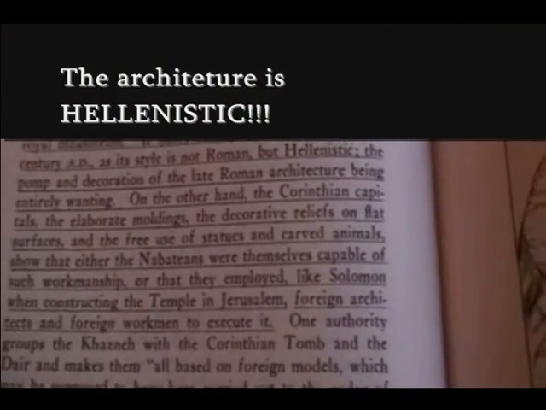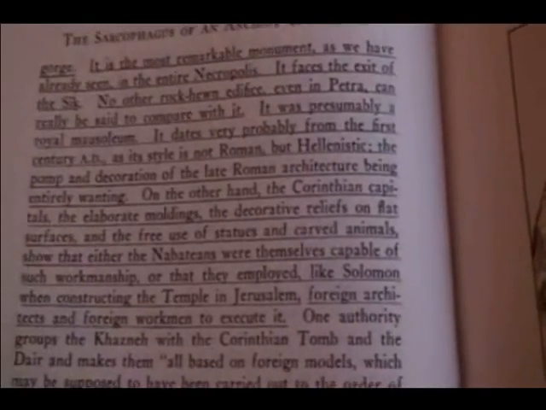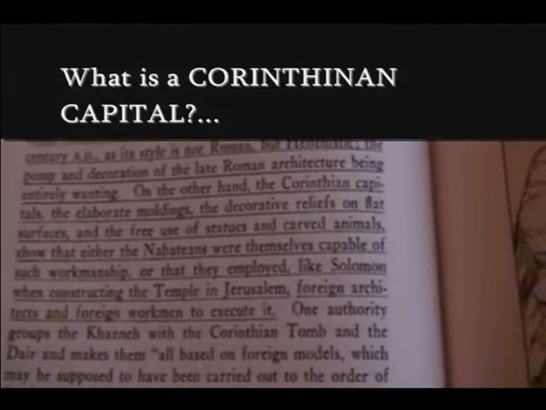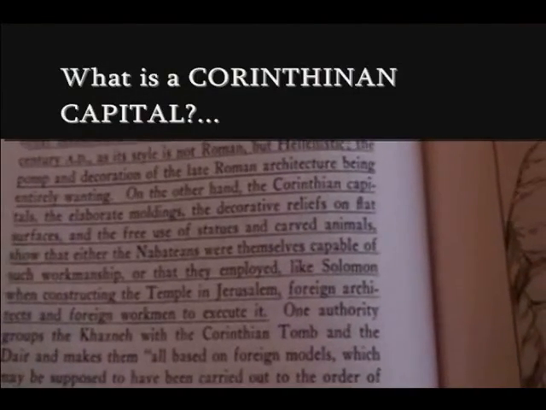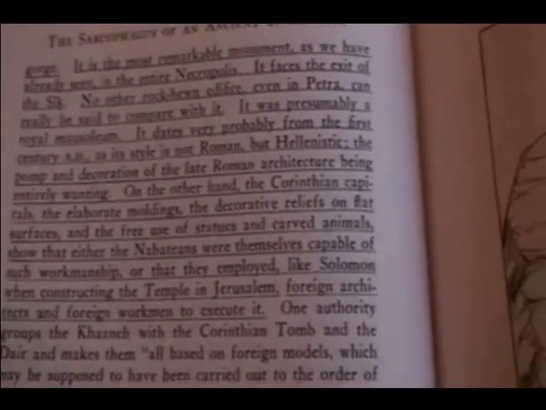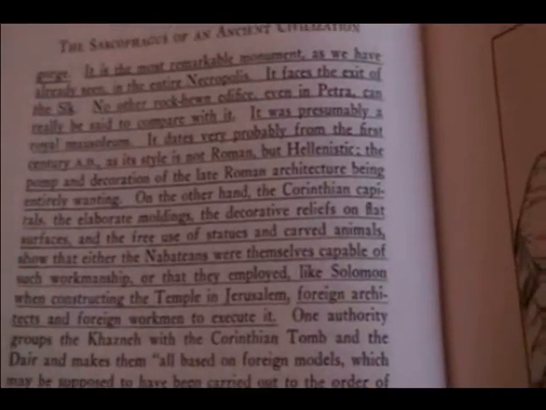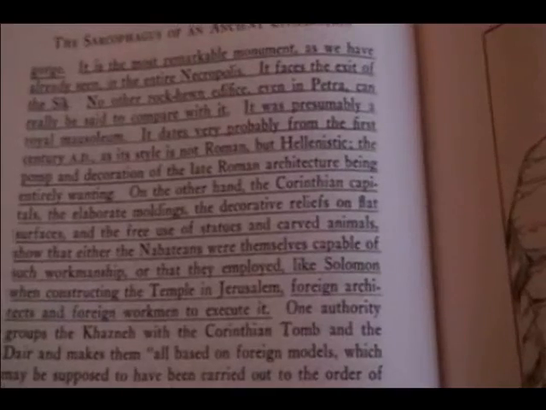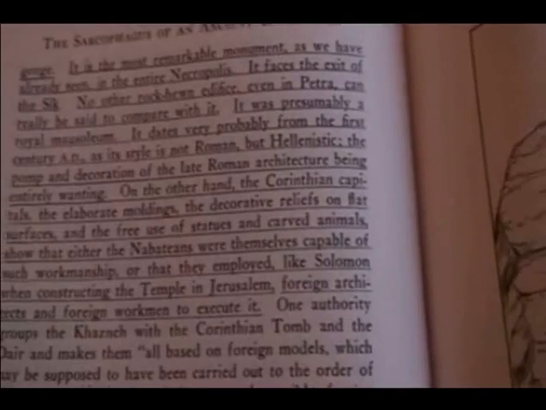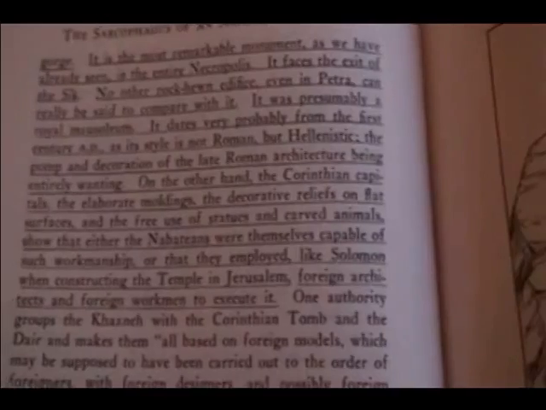On the other hand, the Corinthian capitals, the elaborate moldings, the decorative reliefs on flat surfaces. Now, before I continue, does anyone know what a Corinthian capital is? It's an architectural style. There's a certain date when the Corinthian style of architecture came about. The three main styles of these capitals are Doric, which is the oldest, Ionic, and Corinthian. These are all Hellenistic styles of architecture.